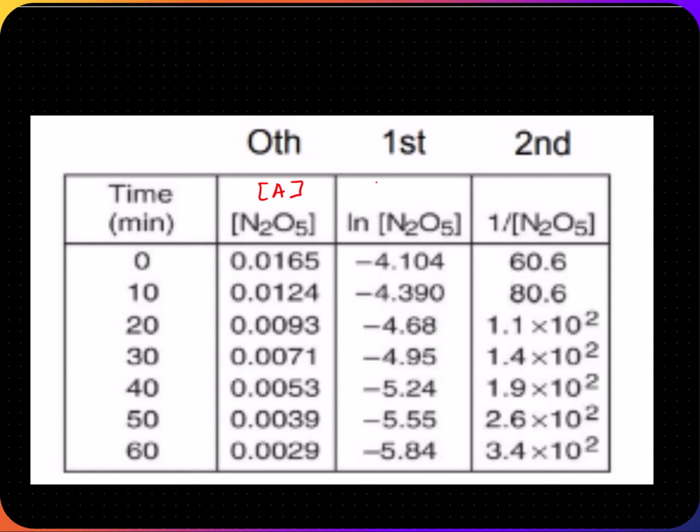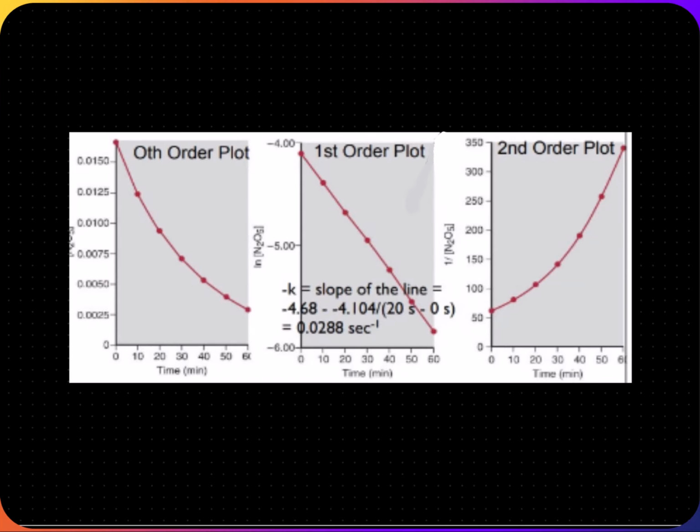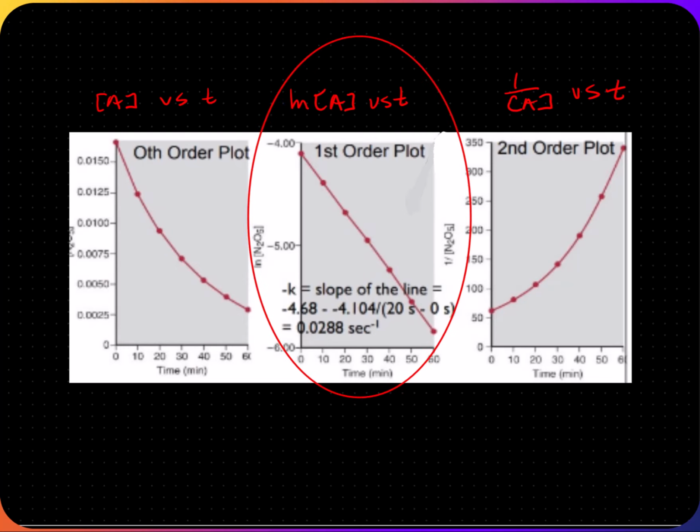Using the initial concentration, you did the natural log of each of the values, and then you did the reciprocal of each of the values. Like I told you in the previous slide, you need to plot each one. If you plot concentration of A versus t, ln concentration versus t, and 1 over A versus t, you will get these plots. The only plot that is linear here is the middle plot. That tells you the data represents a first order.